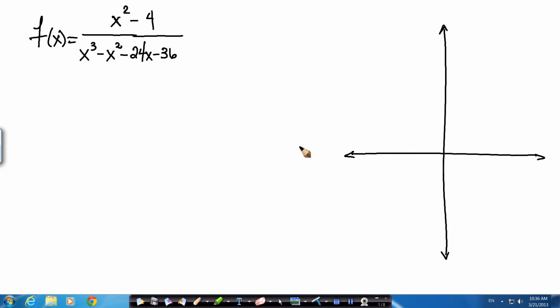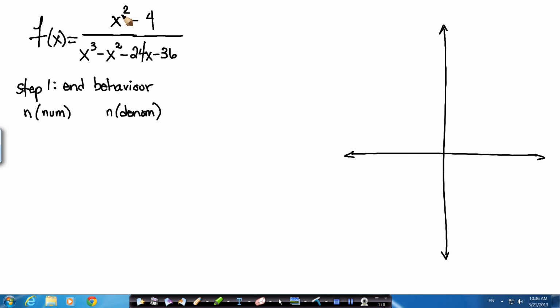All right, so let's talk about rational functions. Now, in rational functions, just like in polynomials, step one still talks about end behavior. The difference is, in rational functions, we have three types of end behavior, and it's all dependent on the degree of the numerator and the degree of the denominator.